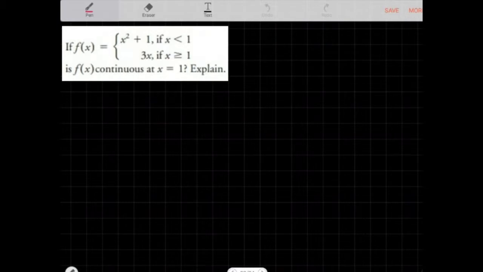So let's take a look at a question regarding piecewise functions. If f of x is equal to x squared plus 1 if x is less than 1, and 3x if x is greater than or equal to 1, is f of x continuous at x is equal to 1?